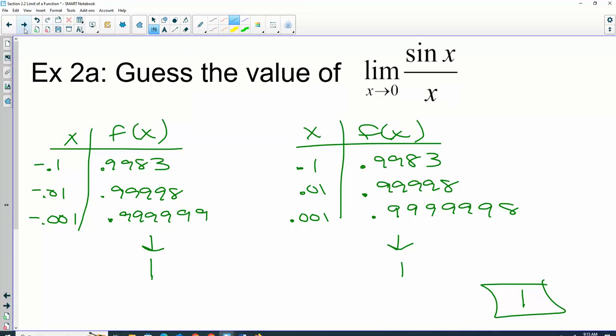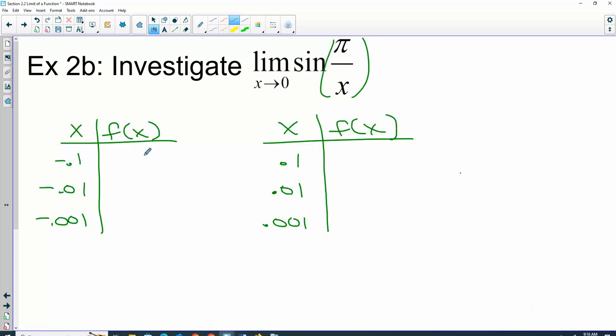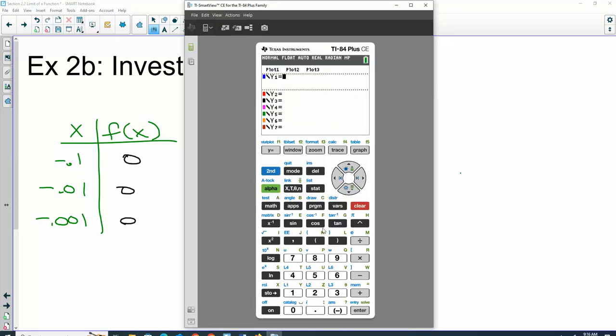Alright. We're going to do a couple more. Why don't you guys try this one on your own? So everybody got 0 for every one of these numbers. Alright, so what do we think the limit is? 0. Okay, let's look at the graph.